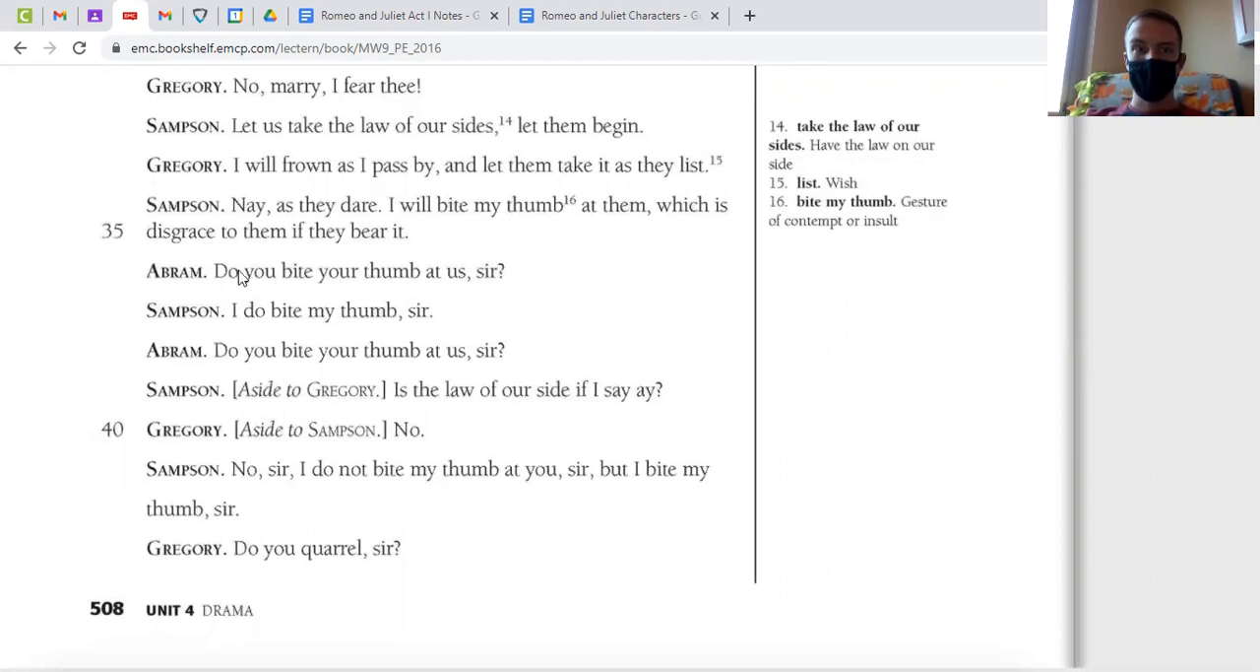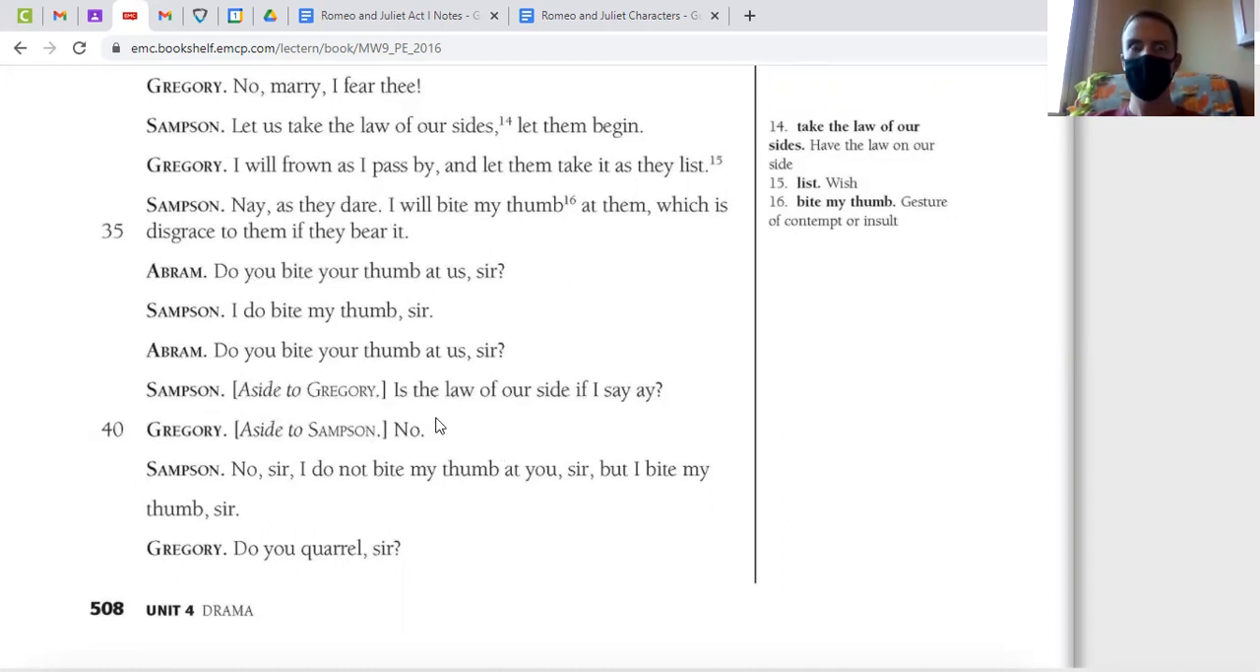Abram, right away, of the house of Montague, one of the other guys, goes, did you bite your thumb at us, sir? So right away, he's like, hey, I saw that. I'm not going to let you get away with it. Samson now asks Gregory, his buddy, is the law on our side if I say that I did bite my thumb at them? So if I said that I did flip them off.